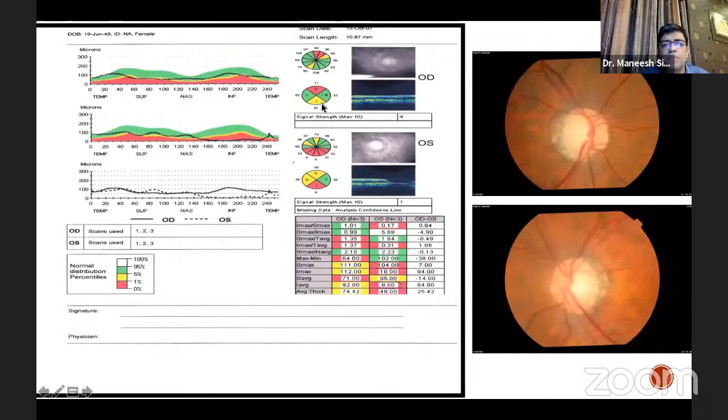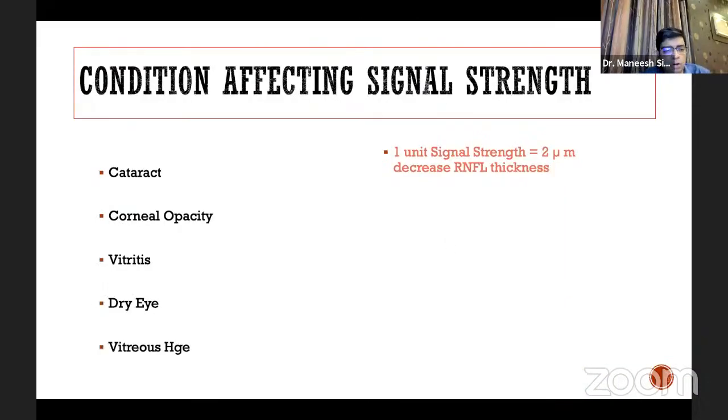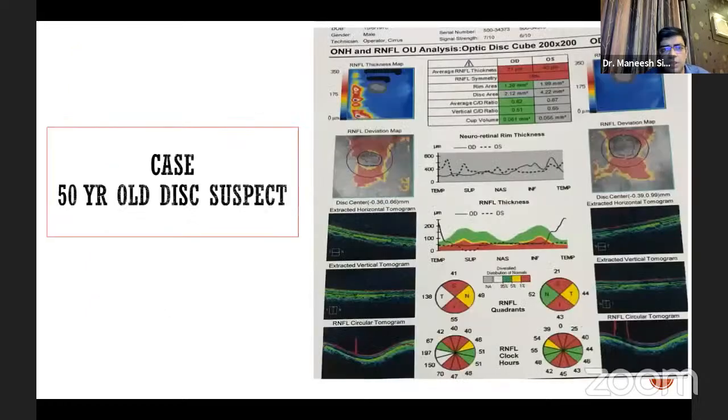There is no such superior thinning in the disc which is corresponding with the OCT. When we saw the patient again, you see there is a very poor signal strength in this patient. So in this case, when we repeated the OCT on a different machine with a better signal strength, we found the OCT was normal. So before you stamp that the patient is having glaucoma, properly analyze your OCT and your disc. Any patient with cataract, corneal opacity, vitritis, vitreous hemorrhage, you are bound to have a very poor signal strength, and in these patients, your OCT evaluation of the RNFL can be fallacious.